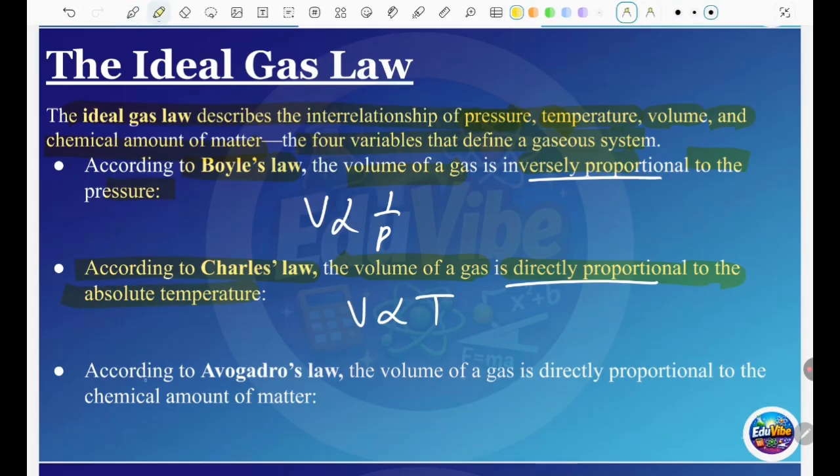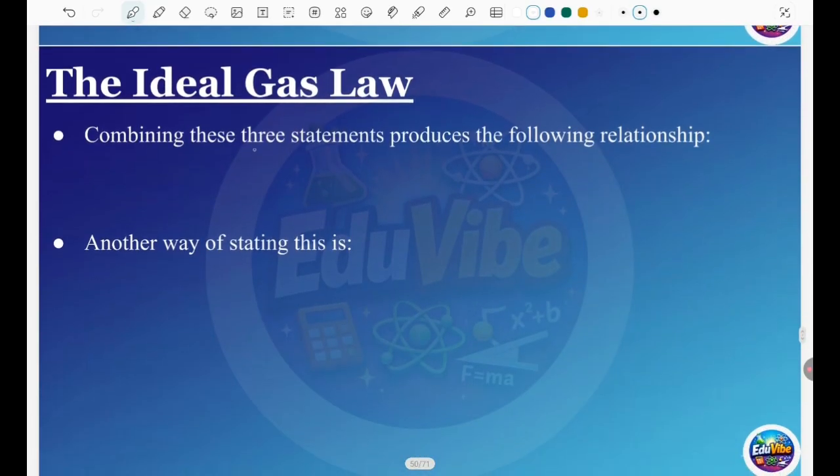And then in Avogadro's law, the volume of a gas is directly proportional to the chemical amount of matter. So volume is directly proportional to n. From here we get the n. All these relations are in terms of volume: volume is related to the pressure, temperature, and the chemical amount of gas. So we combine these three statements and produce the following relationship.